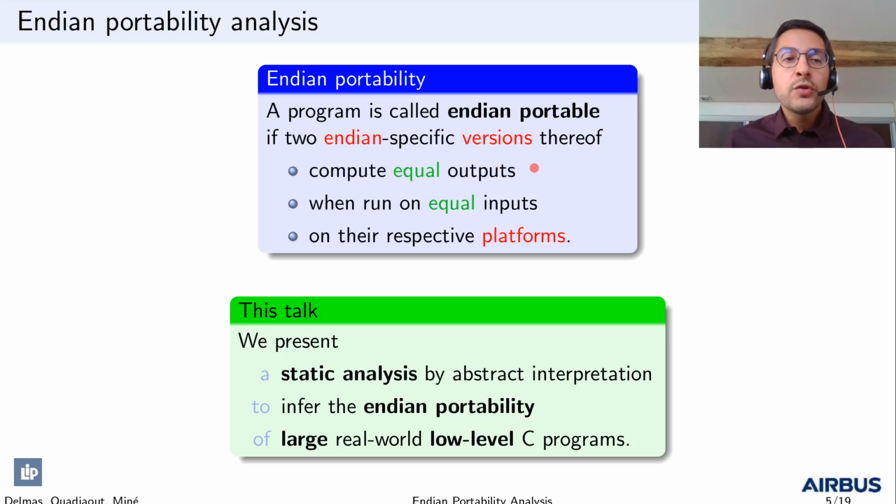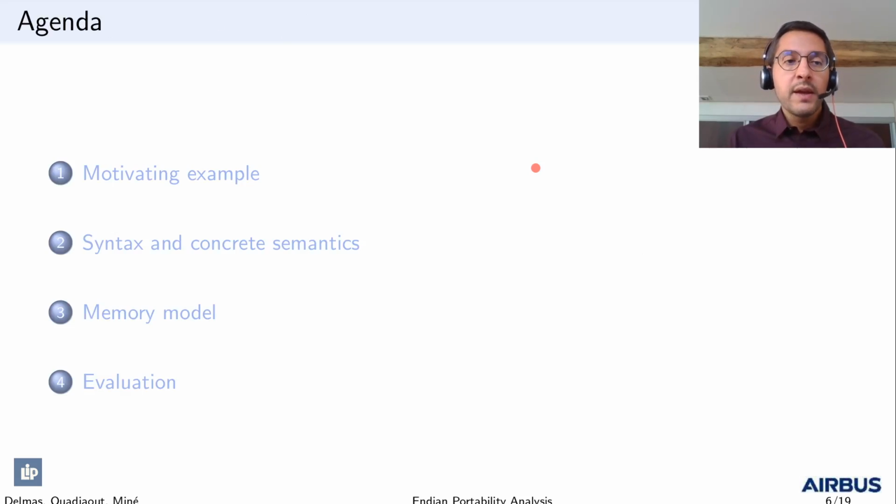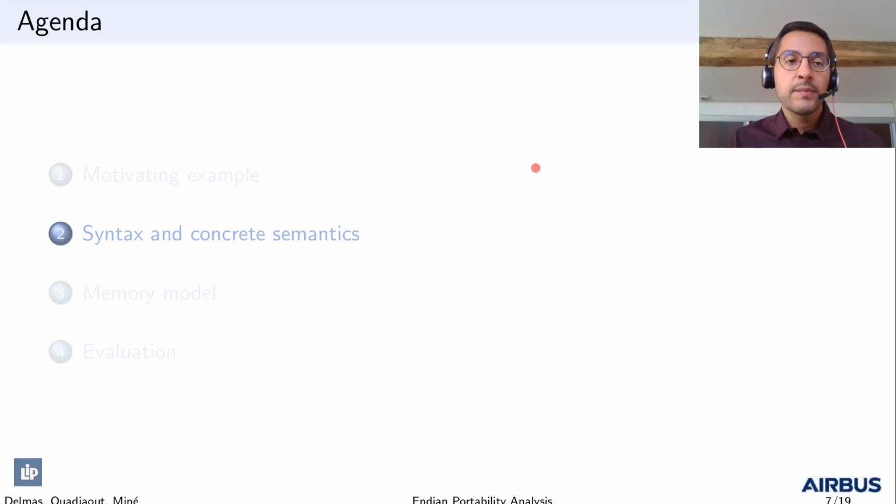We want to do Endian portability analysis. A program is called Endian portable if two Endian-specific versions thereof compute equal outputs when run on equal inputs on their respective platforms. In this talk, we present a static analysis able to infer the Endian portability of large real-world, low-level C programs. After the example, let us present the syntax and semantics of the language.